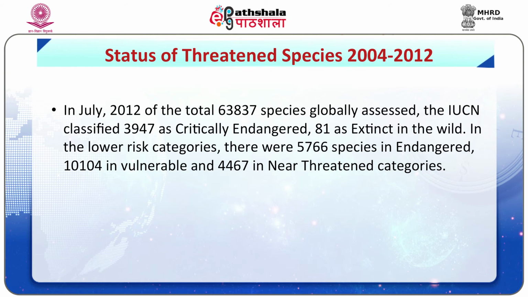In July 2012, of the total, that is 63,837 species globally assessed, the IUCN classified 3,947 as critically endangered, 81 as extinct in the wild. In the lower risk categories, there were 5,766 species in endangered, 10,104 in vulnerable and 4,467 in near threatened species.